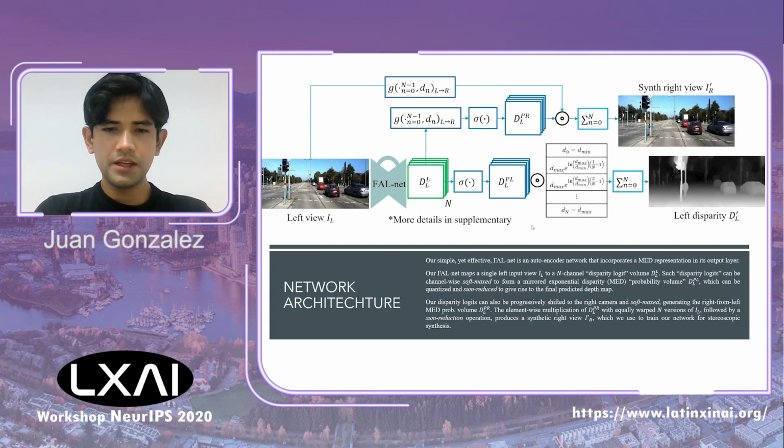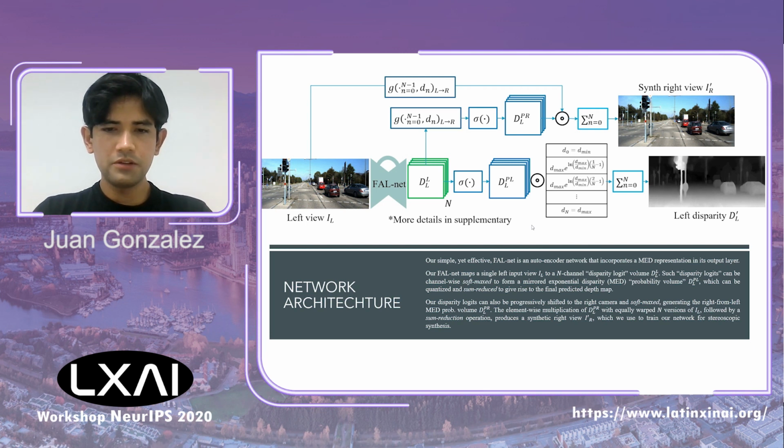Our network architecture is simple yet effective. We call it FalNet, and it is an autoencoder network that incorporates a MED representation in its output layer. Our FalNet maps a single left view input to an n-channel disparity logit volume. These disparity logits can be channel-wise softmaxed to form the mirror exponential disparity probability volume, which can be quantized and sum-reduced to give rise to the final predicted depth map.